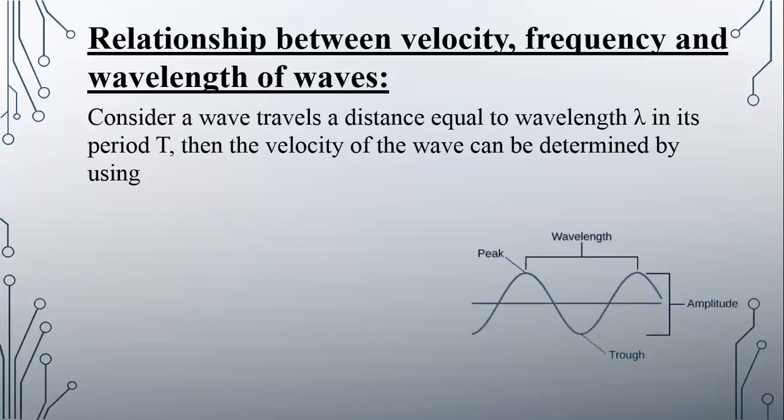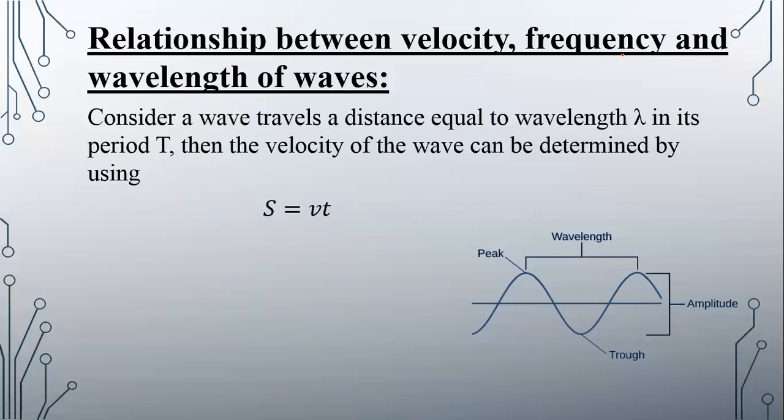So this is the wave, and it travels a distance equal to one wavelength from crest to second crest. This distance is equal to one wavelength, or it is represented by lambda. So let me suppose this wave travels a distance equal to one wavelength lambda in its period T. So the relationship between speed, frequency, and wavelength can be determined by using an equation.